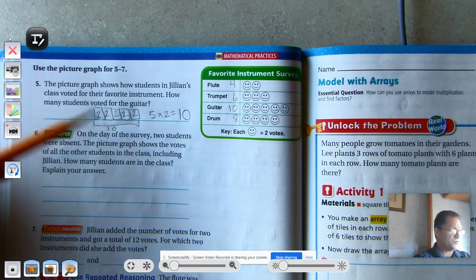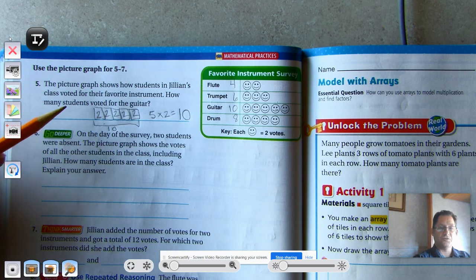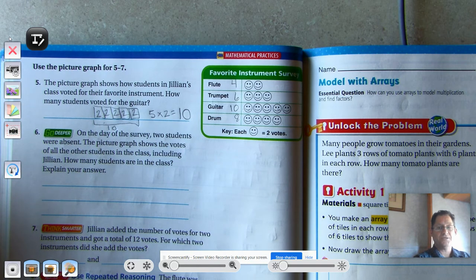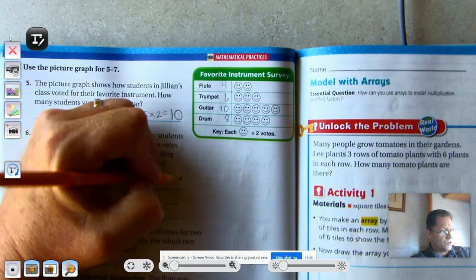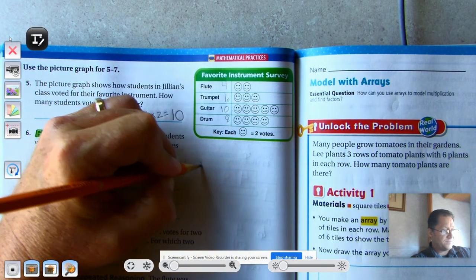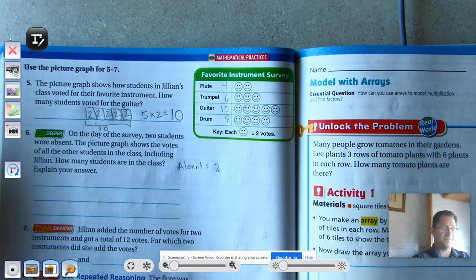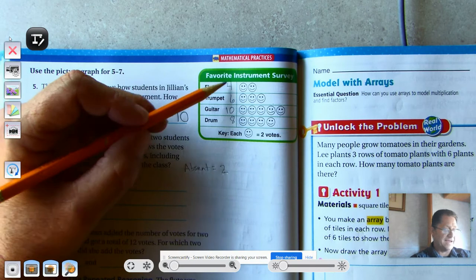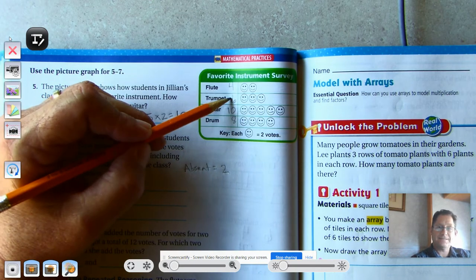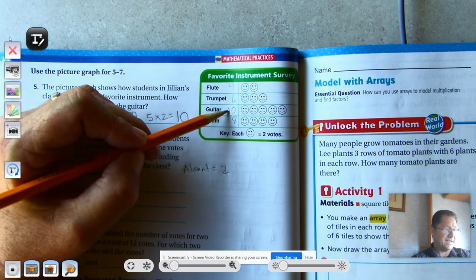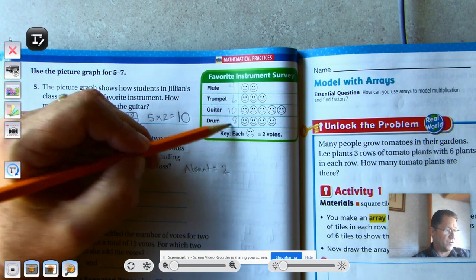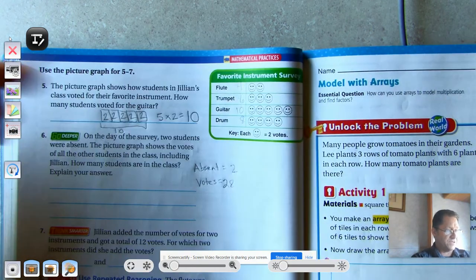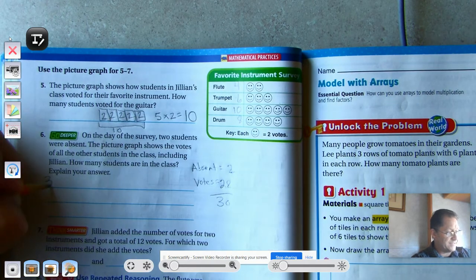On the day of the survey, 2 students were absent. The picture graph shows the votes of all the other students in the class, including Jillian. How many students are in the class? Explain your answer. So, 2 students were absent. How many total students are in our graph? Well, let's add up our totals. 6 and 4 is 10. 10 and 10 is 20. Plus 8 is 28. So 28 plus 2 is 30. So there's 30 students in the class.